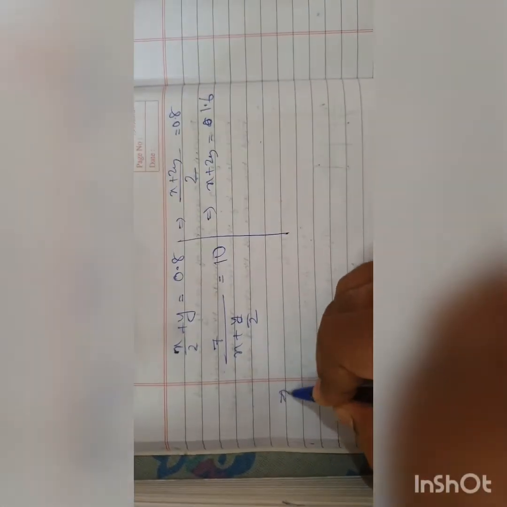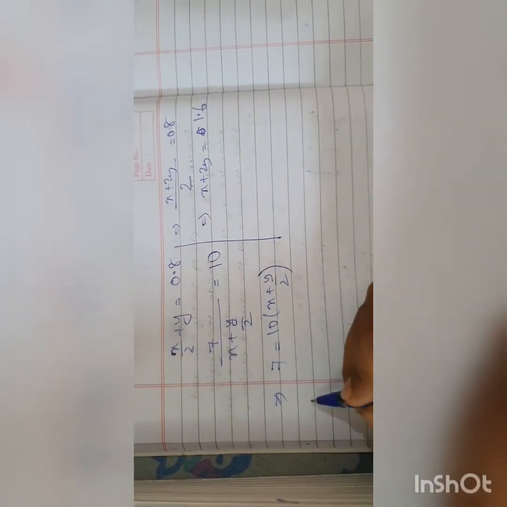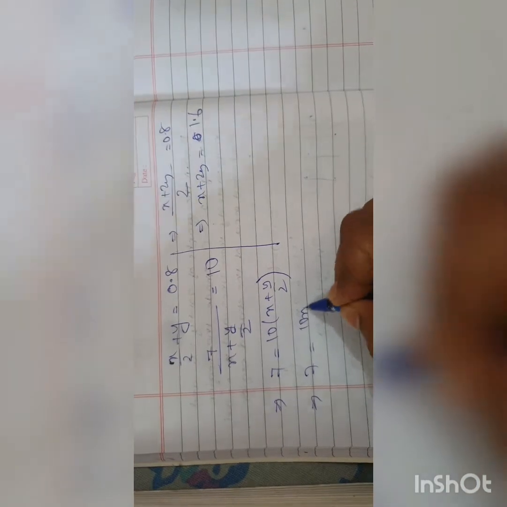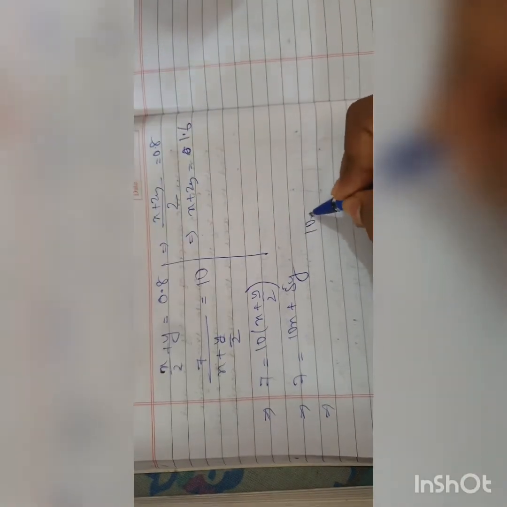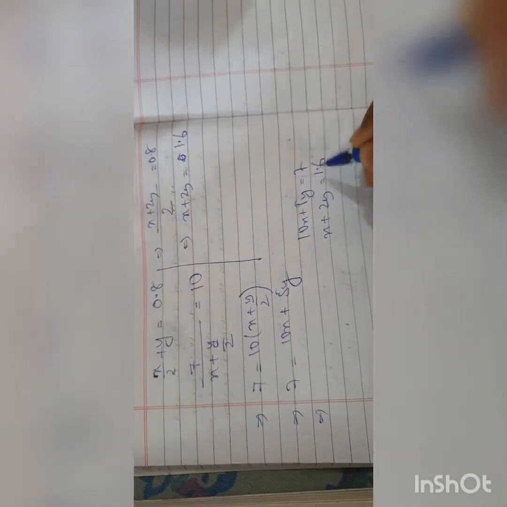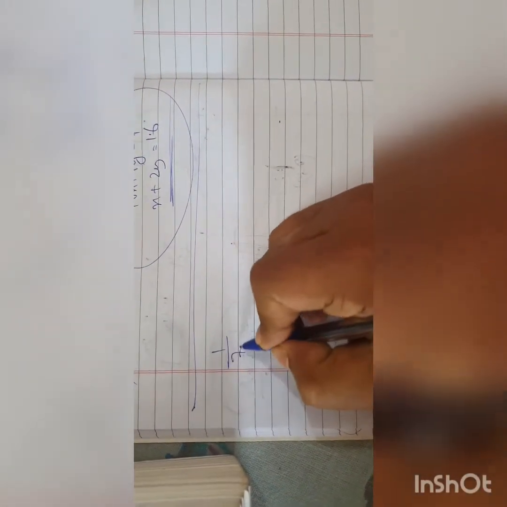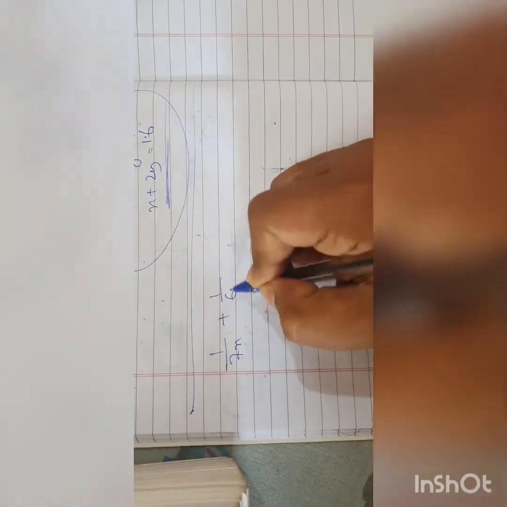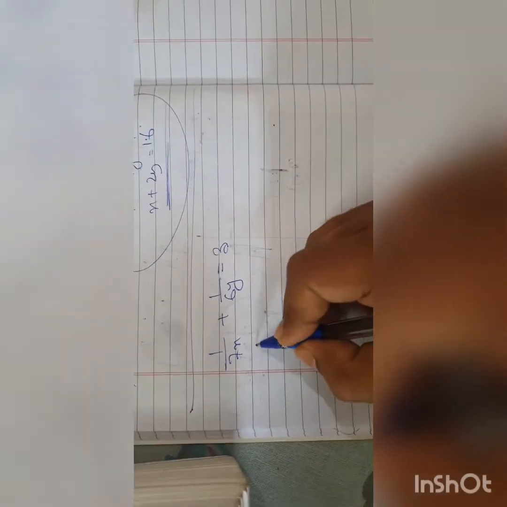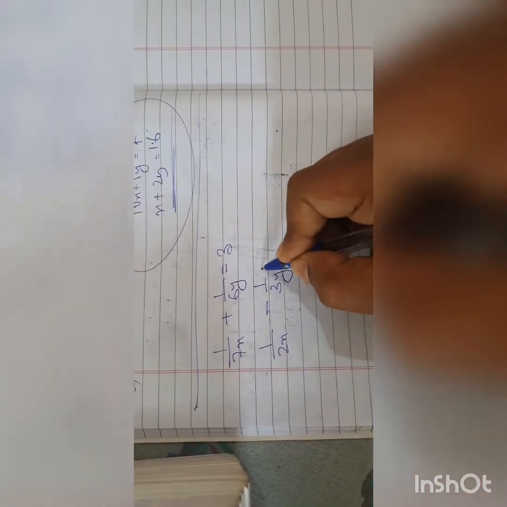And for the other one, 7 is equal to 10 into x plus y by 2, so 7 is equal to 10x plus 5y. Done. So your two equations are 10x plus 5y is equal to 7 and x plus 2y is equal to 1.6. Now eliminating this will not be a big factor for you if you have seen my videos.